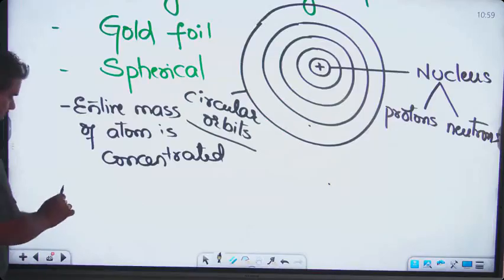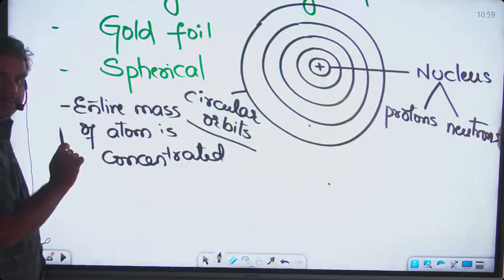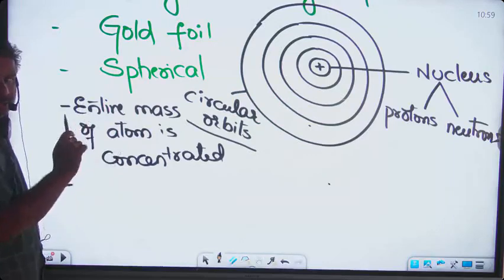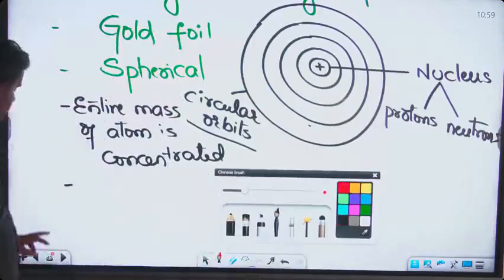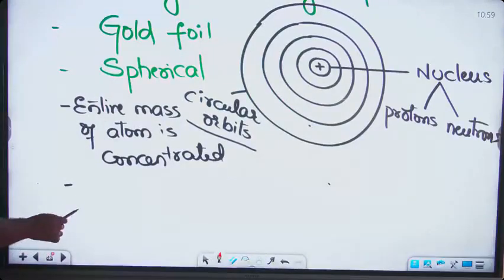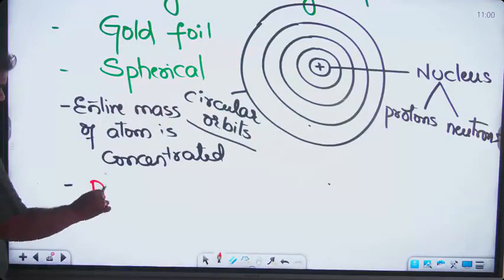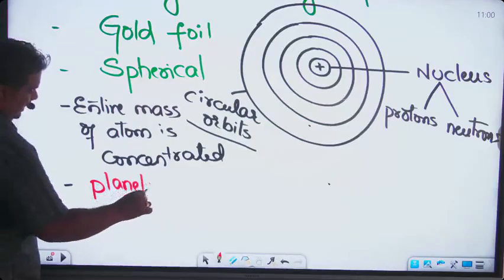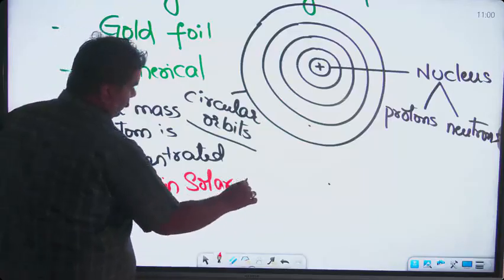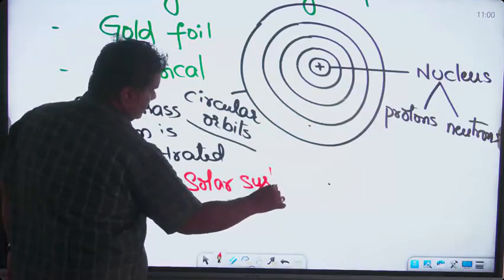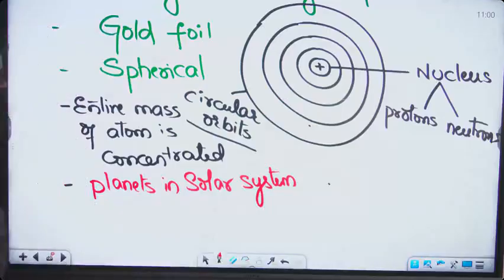So where are the electrons? Circular orbits. Electrons revolve around the nucleus of an atom in circular orbits, similar to planets in a solar system. Am I right? Electrons revolve around the nucleus, similar to planets in the solar system.